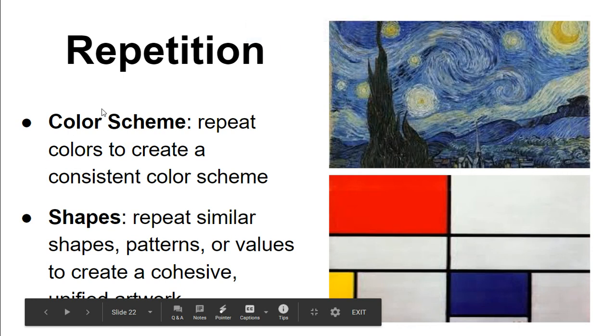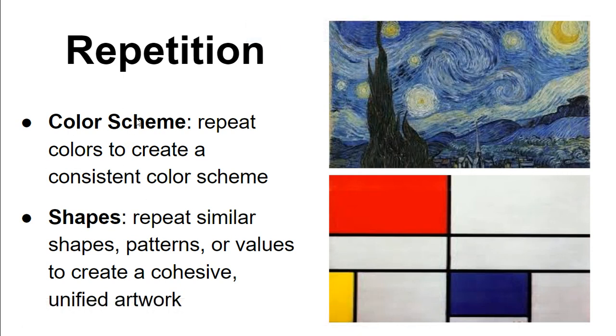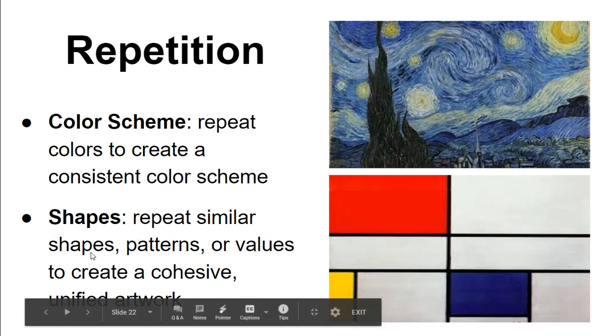Repetition can be used with color schemes or shapes. The color scheme is a repetition of colors to create a consistent color scheme. So if we look at Vincent van Gogh's Starry Night, you can see that these are a range of different blues and a couple yellows. Relatively consistent color scheme. If we look at shapes here, shapes are repetition of similar shapes, patterns, or values to create a cohesive and unified artwork.